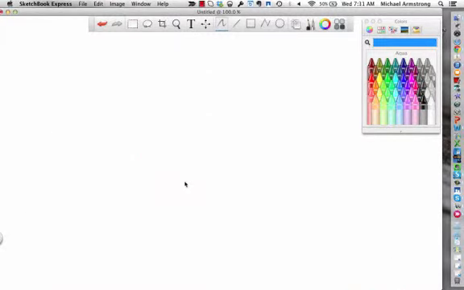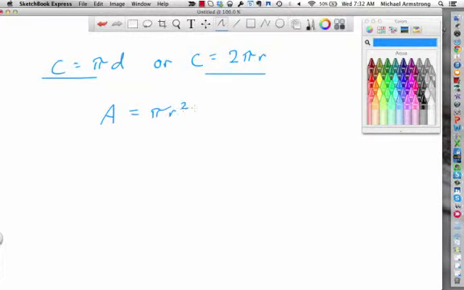Now okay, so let's remind ourselves real quick since I've got a new page. C equals, the circumference equals pi times the diameter, or the circumference equals 2 times pi times the radius. These are just a couple of formulas we need. They're basically the same thing. We also have one more for area, and area is pi r squared. Area is different than circumference because instead of just being the distance around, it's the area inside.